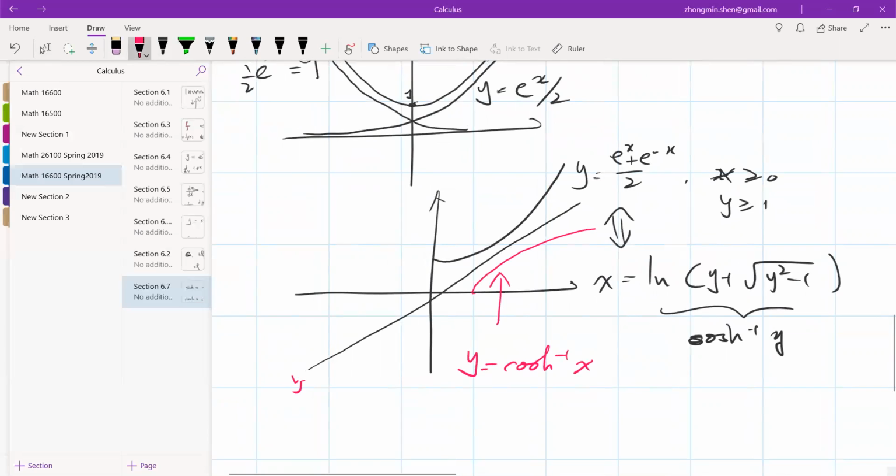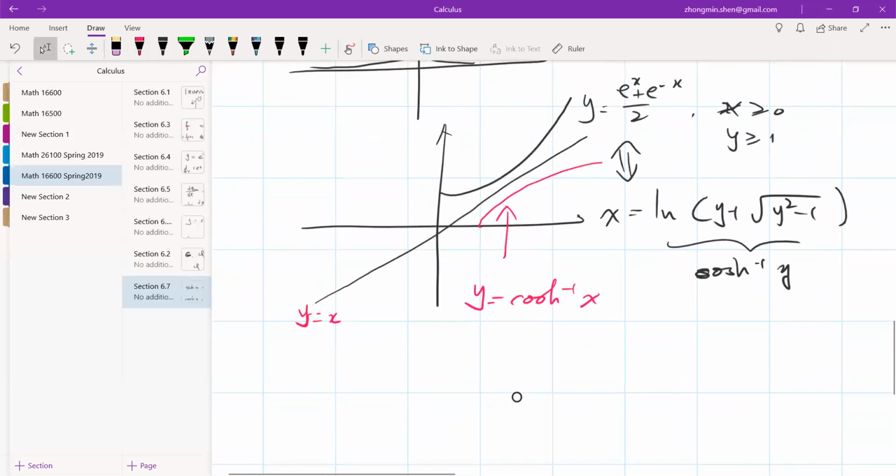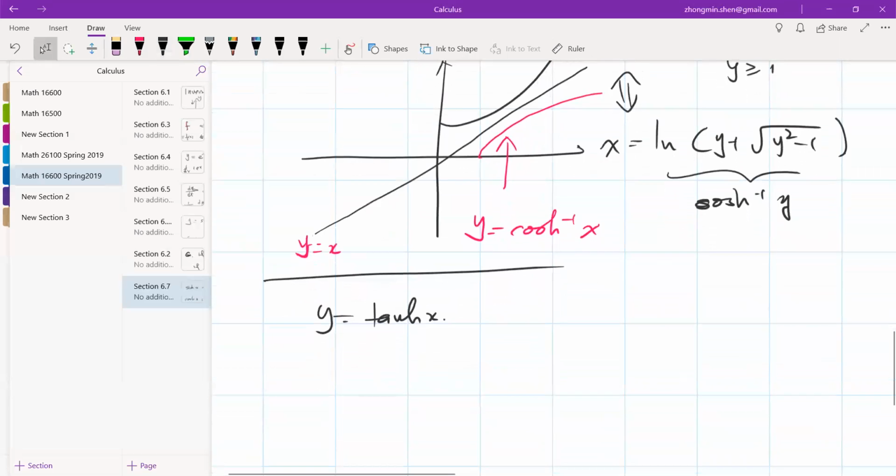And this is the line y equals x. Okay, so we find the inverse, then we want to find the derivatives. One more function: the hyperbolic tangent x. The hyperbolic tangent x is a kind of strange function, right?